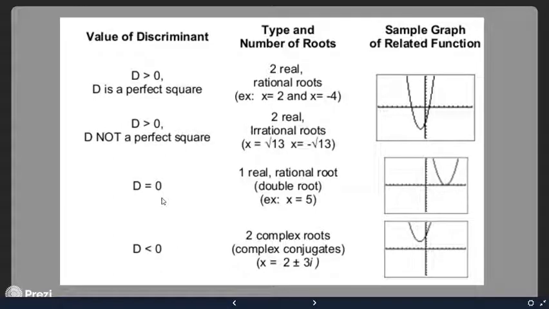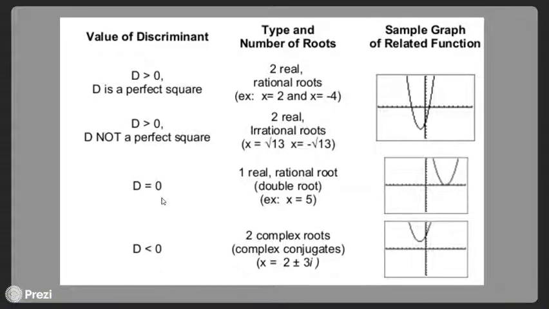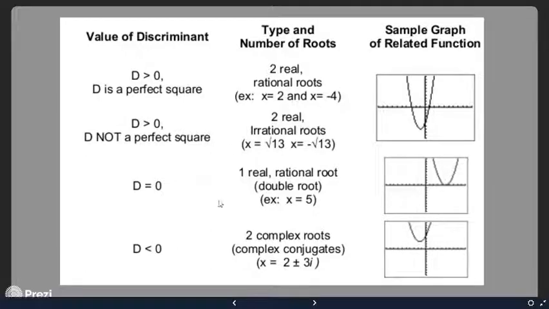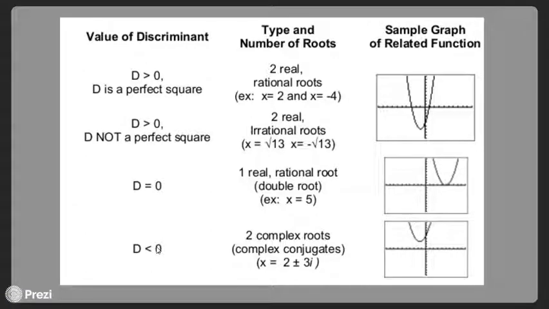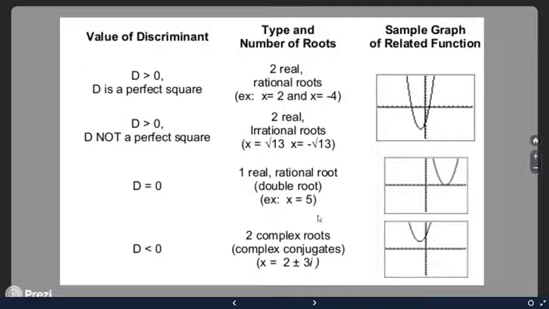Okay, and finally, if your discriminant is less than 0, what types of numbers are less than 0? Yes, they are negative numbers. So if you end up with a negative number under a square root, because the discriminant, remember, is under the square root, that means you have a negative number under your square root. And what types of numbers do you have if you have negatives underneath your square root? That would be an imaginary answer, or a complex root.